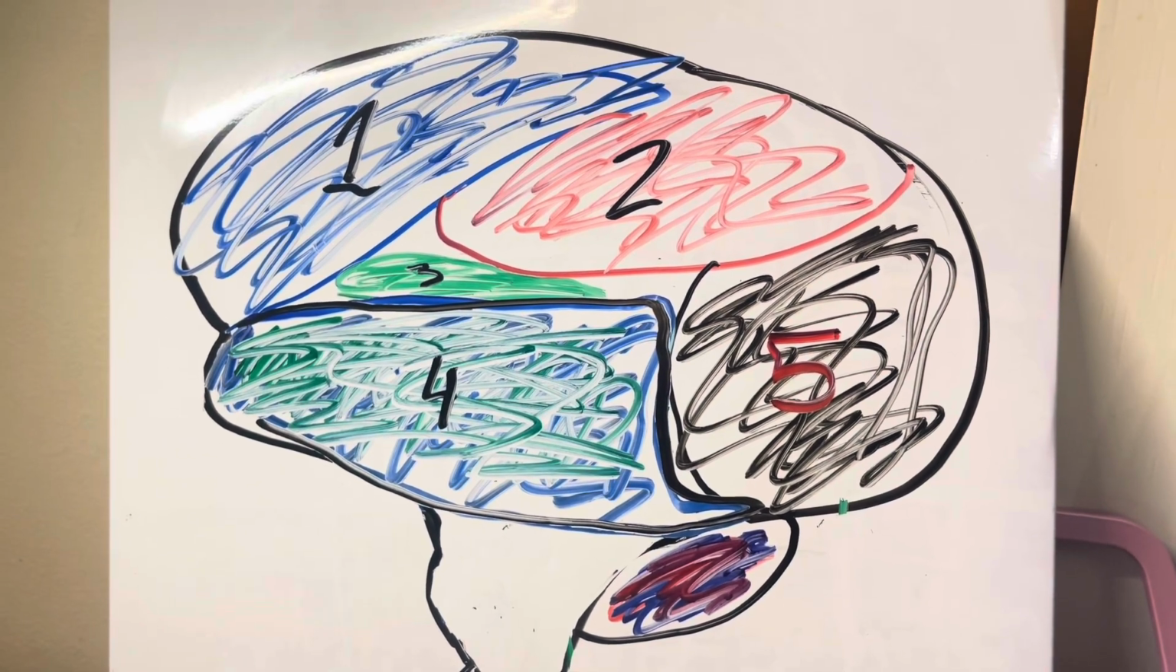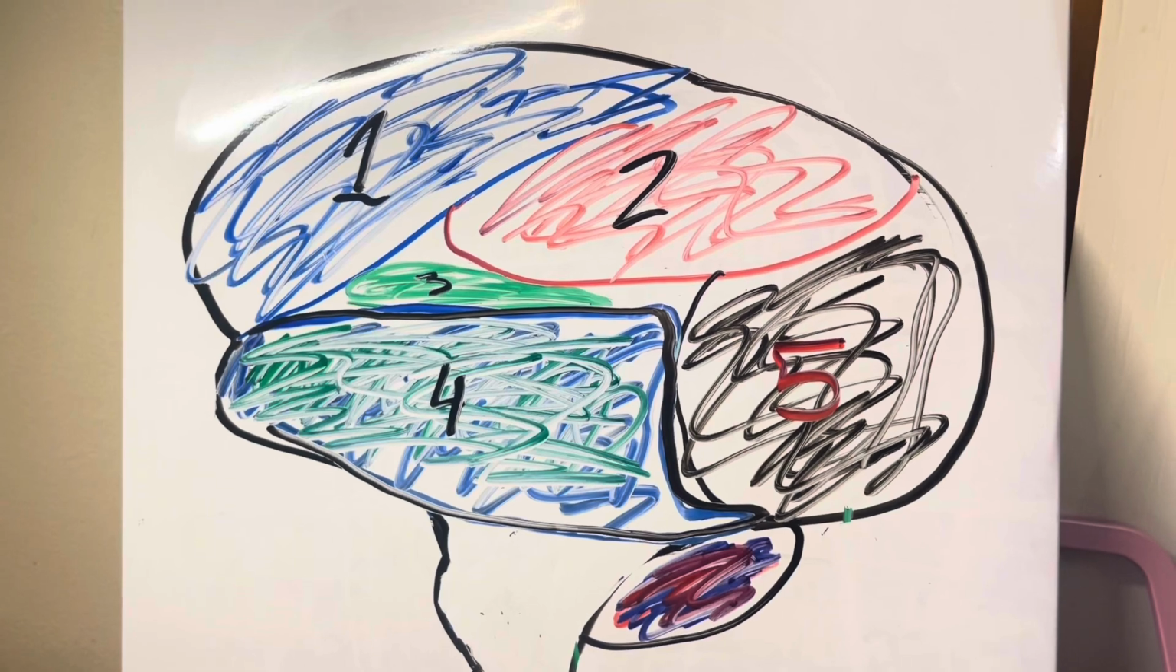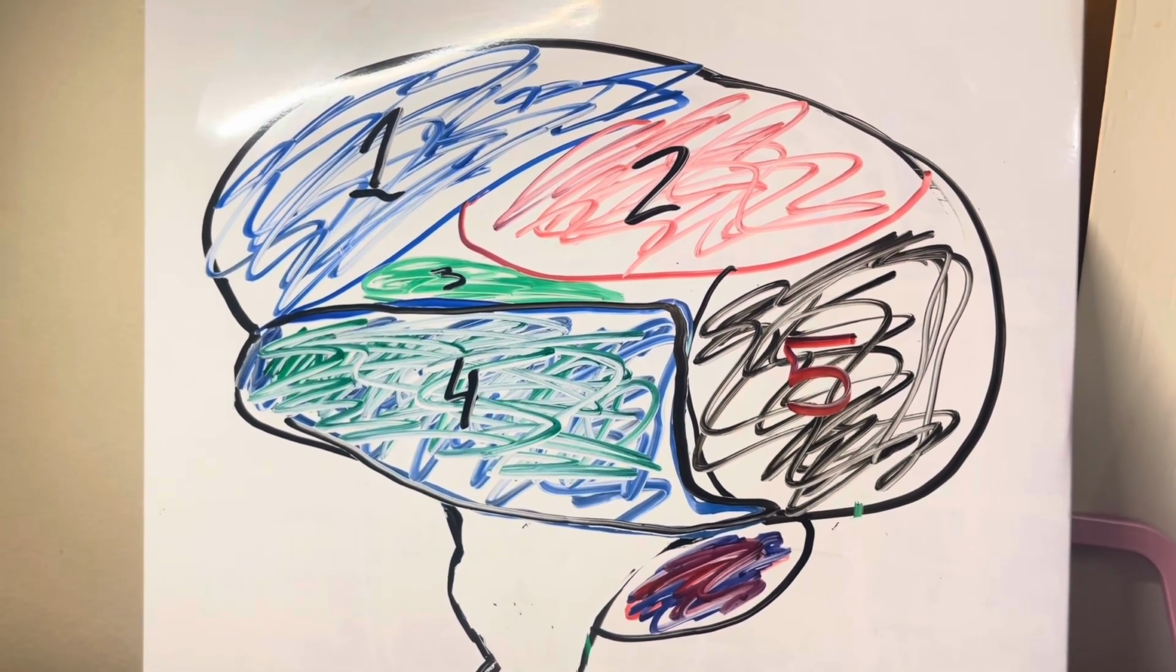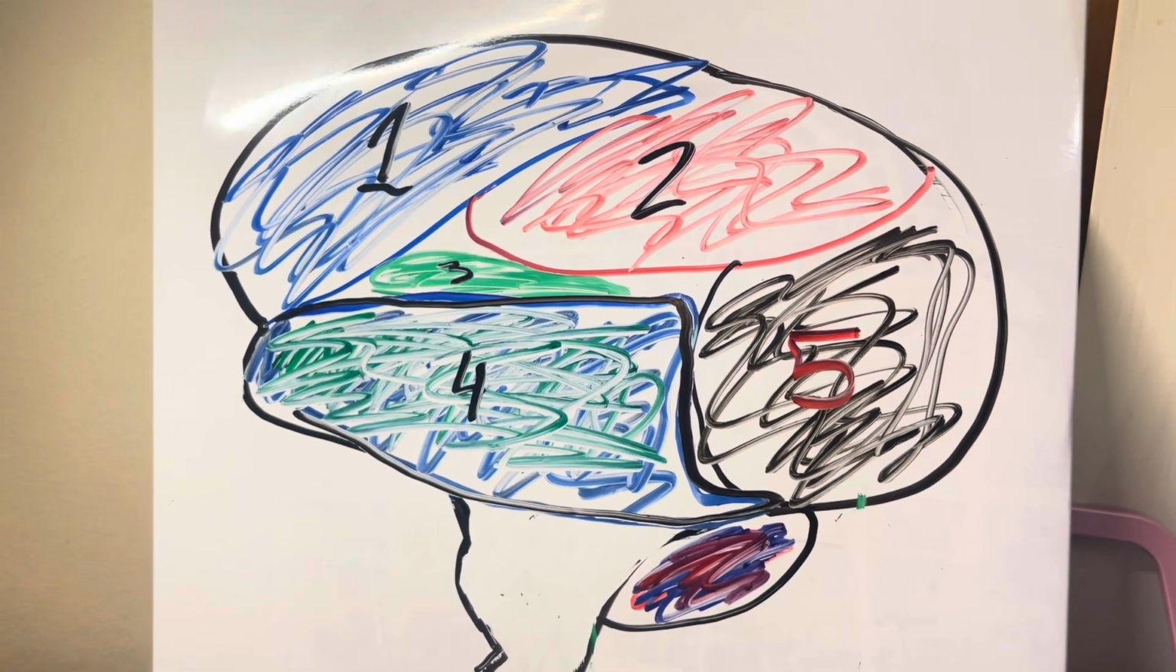The next portion we'll be talking about is this red portion right here, which is called the parietal lobe, and that is primarily responsible for receiving and interpreting signals of the general senses.